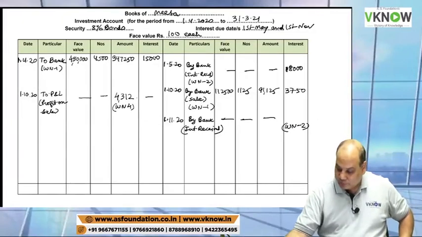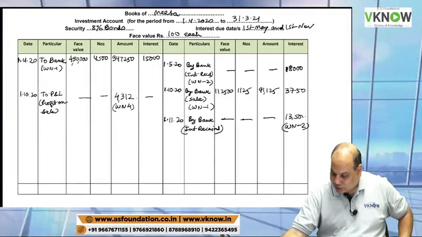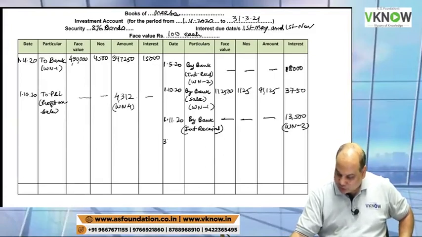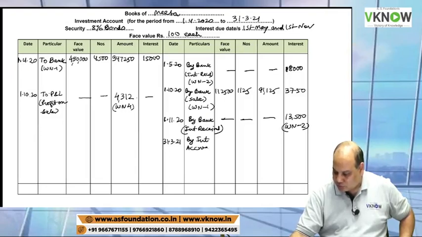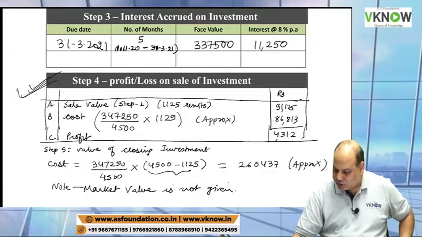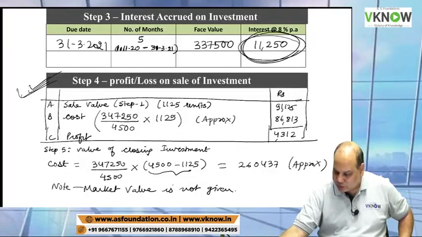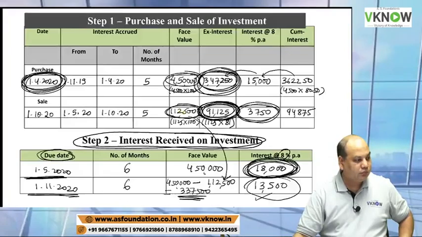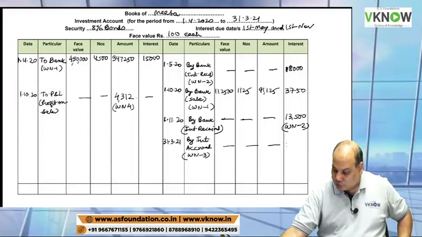13,500. Then 31st March 21, by interest accrued. Working note 3, on the screen at the top. 11,250.